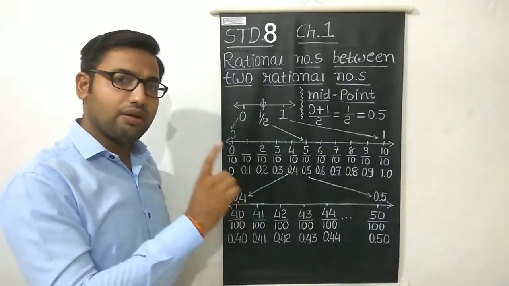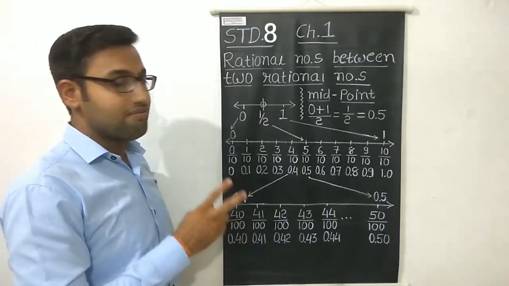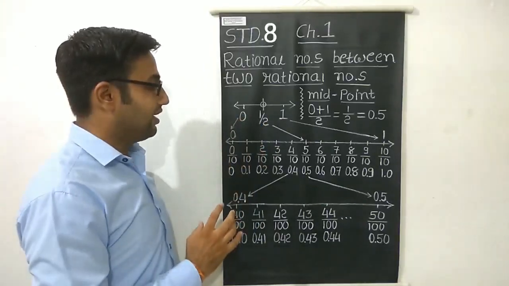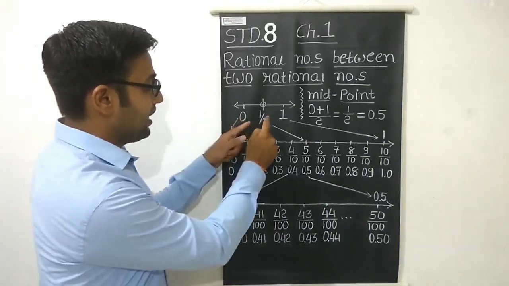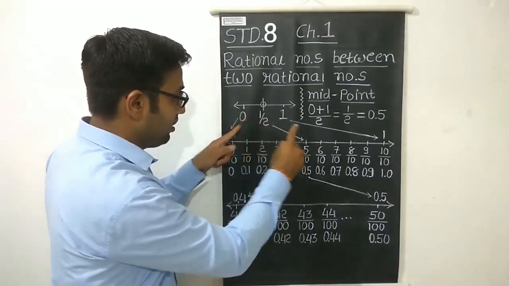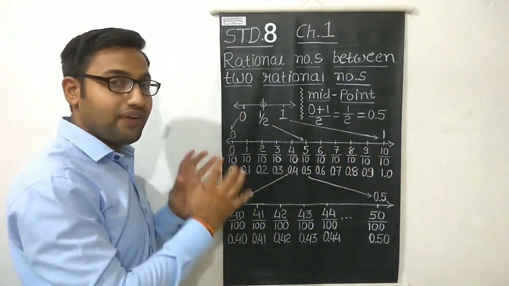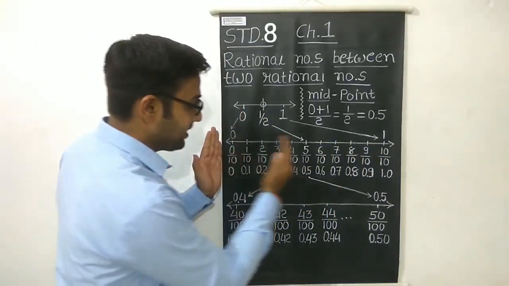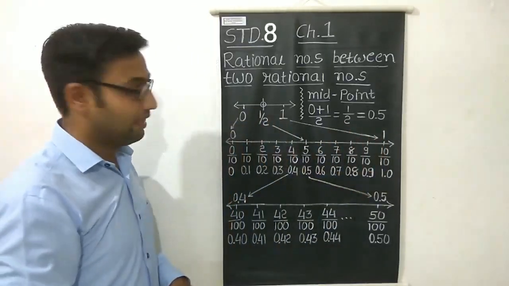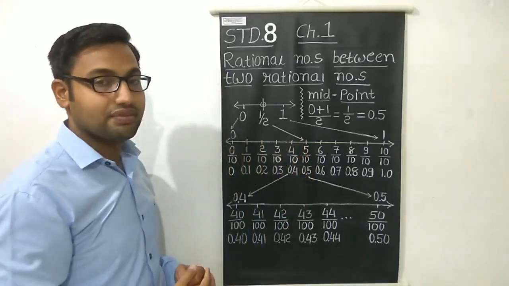So is there only one number between 0 and 1? No. Actually there are many numbers between 0 and 1. To understand this, now we will magnify this portion, 0 and 1. By magnifying this portion, we get 0 here and 1 here. Now we can see that there are 10 parts between 0 and 1, and this number is one of those.